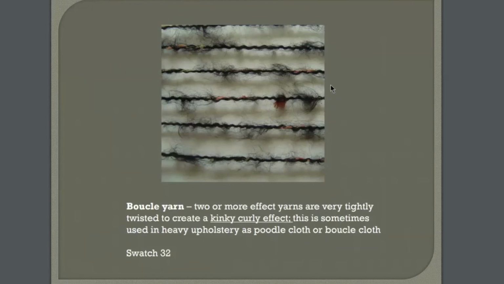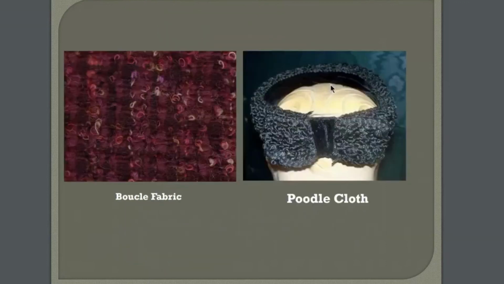So this is made of acrylic, cut to resemble wool, spun into a yarn with this boucle effect, creating that kinky, curly effect. It really is the yarns that make this textile look like a little curly poodle. Boucle fabric on the left, poodle cloth on the right.